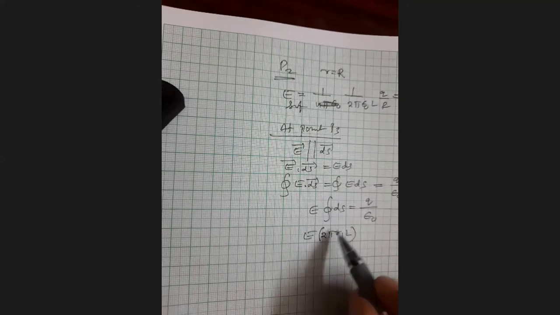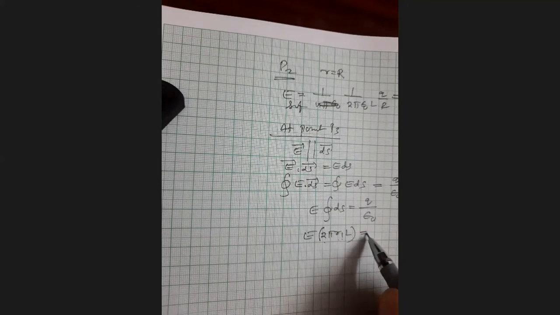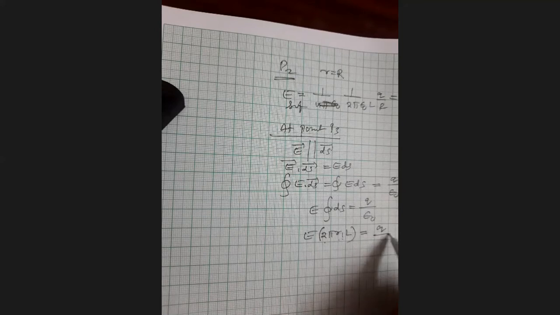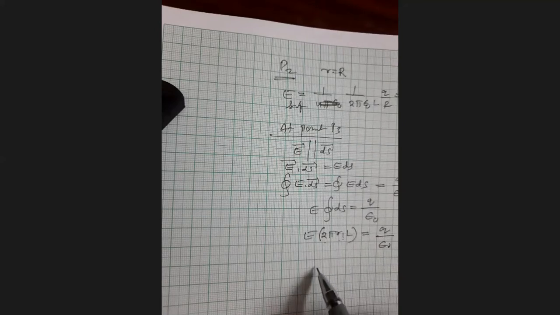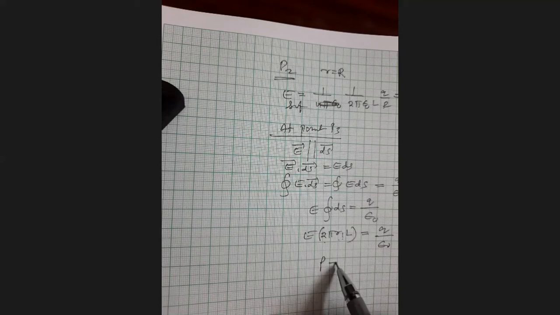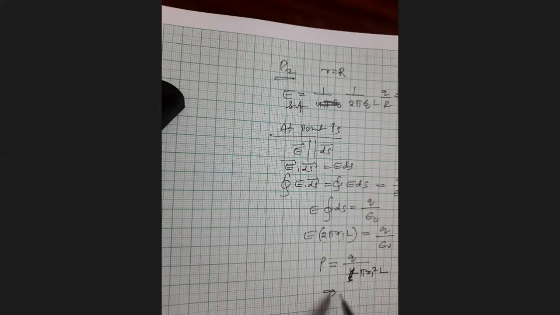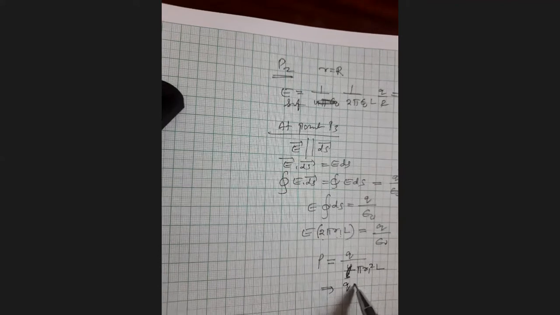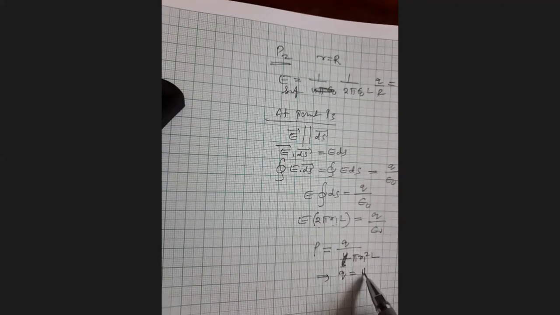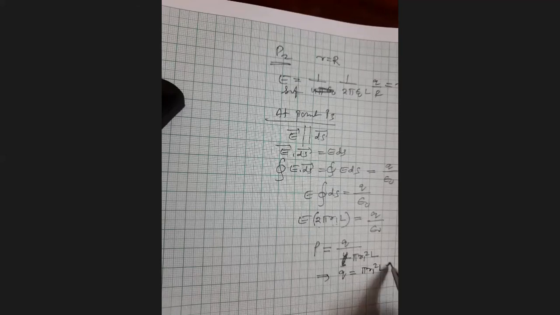Therefore, total surface area 2πR1L, that equals charge Q by epsilon naught. But the volume charge density rho is equal to charge per unit volume, charge by volume of that cylinder, πR1²L. From this, Q equals πR1²L rho.